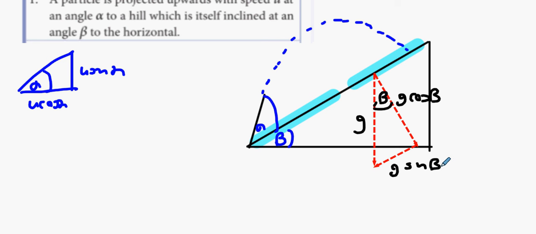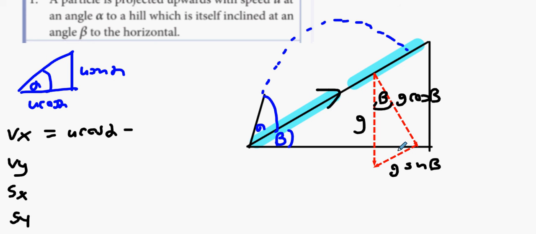Alright. Now we're going to do our phi x, phi y, sx, sy. Start off with Phelan. Phelan, phi x for me, please. u cos alpha minus. Now, phi x is in this direction here, and we can see that this part of gravity is going against it. So what does that mean? Minus gt sine beta.